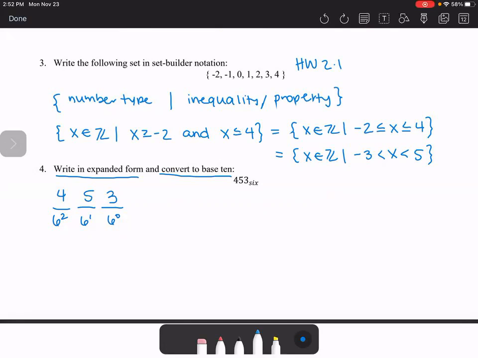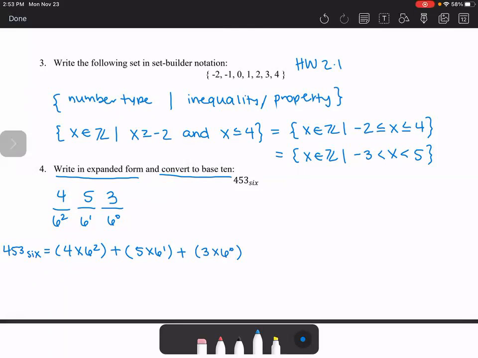When we write this in expanded form, we just write it as a sum. The first 4 tells us that the value there is 4 times 6 squared. The 5 tells us that the value there comes from the 1's place, or the long's place, however you want to think about it. This is 5 times 6 to the first. And the value in the 1's place, or the 6 to the 0 place, is 3 times 6 to the 0. So this is that number in expanded form. I guess I should have written 4, 5, 3 in base 6.